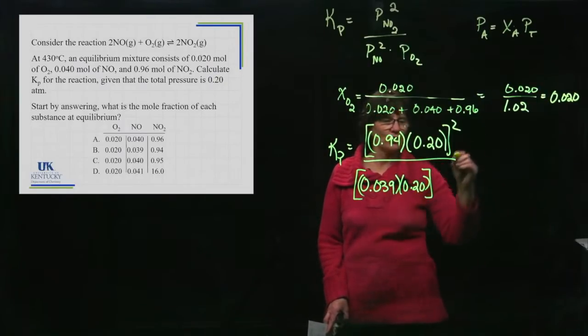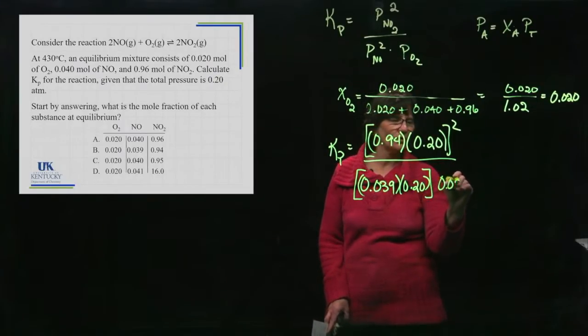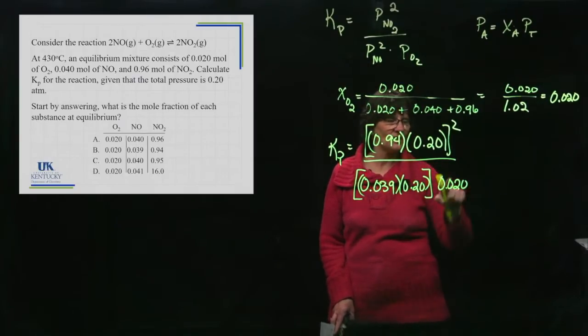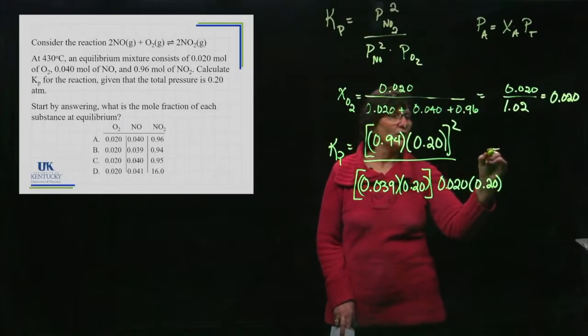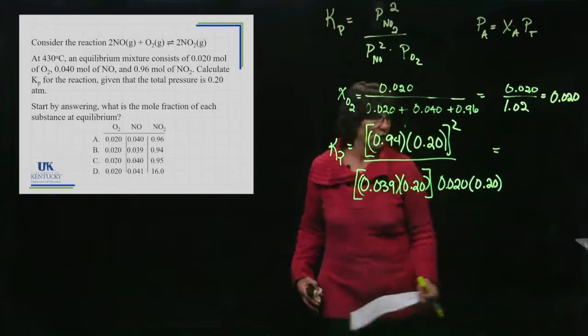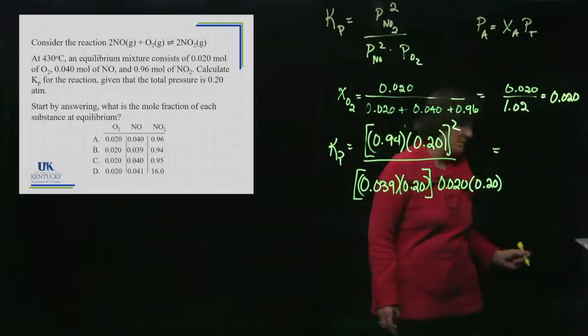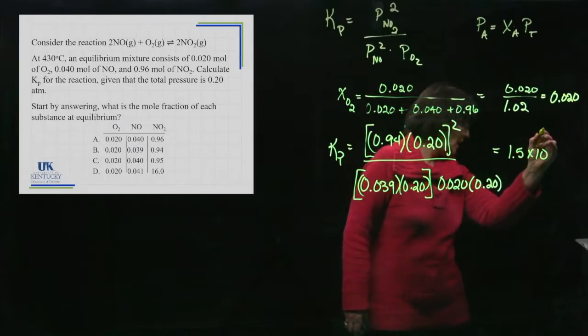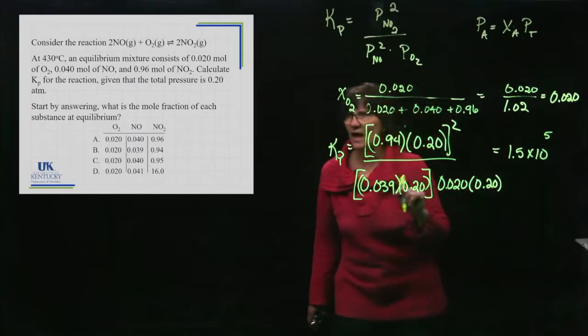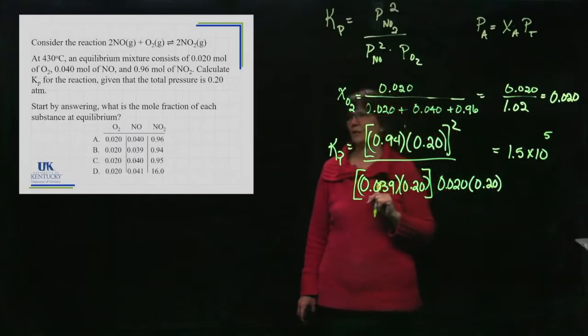The pressure of O2 is the partial pressure of O2, which was the mole fraction times the total pressure, which was 0.2, and that has to be in atmospheres. This one is not squared. So when we plug all of those values into our calculator, we end up with a value for Kp of 1.5 times 10 to the 5th. Look at that value. What does that tell you about this equilibrium? Does it lie far to the right or far to the left?